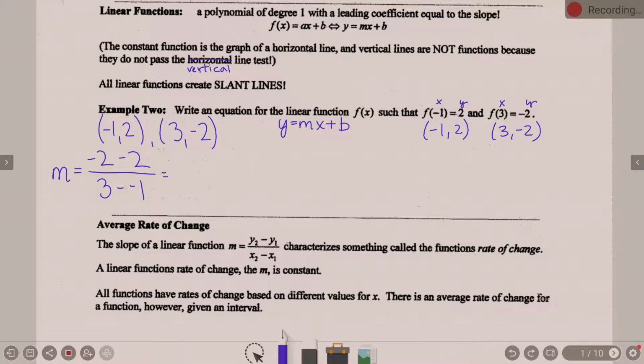Negative 2 minus 2, 3 minus negative 1, negative 4 over 4, which simplifies to be negative 1. So we know that our slope is negative 1. We have two different options of how we could go from here. And I don't know what your thoughts are about this.